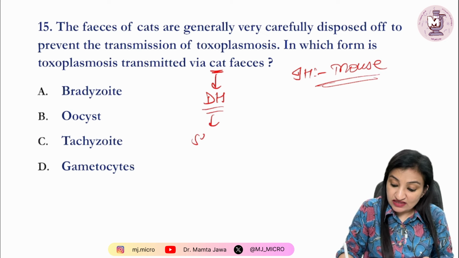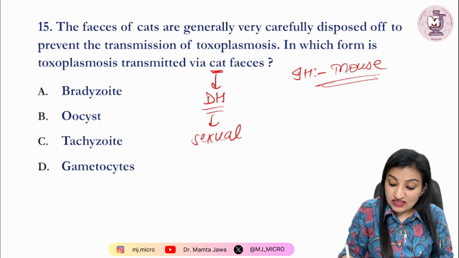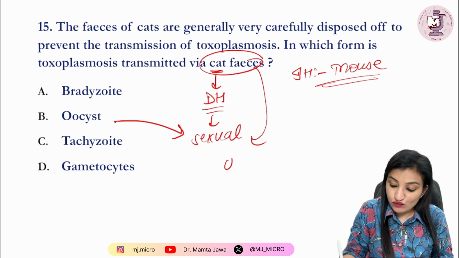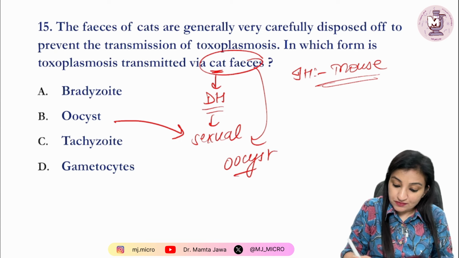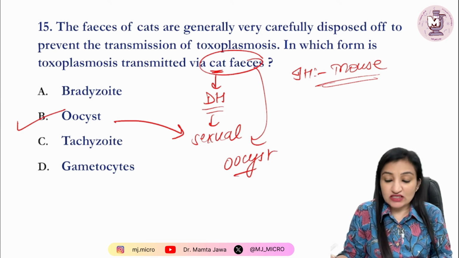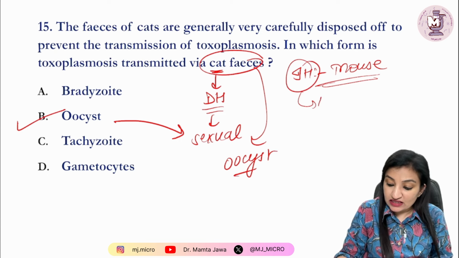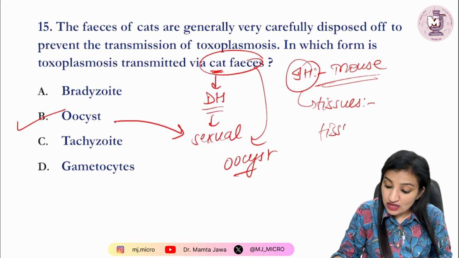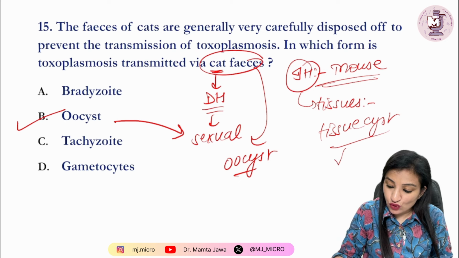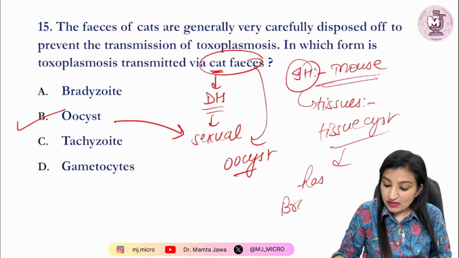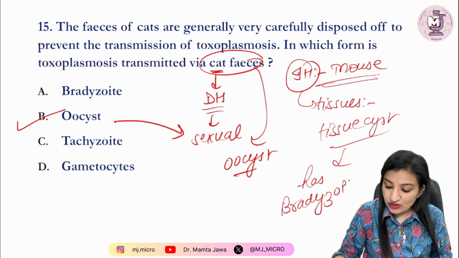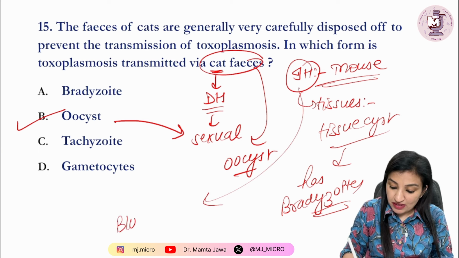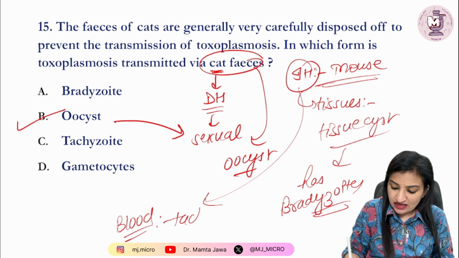In the definitive host, the sexual cycle occurs, and the oocyst is a product of the sexual cycle. So the cat feces are going to have what? The oocyst. Okay? So the answer over here is oocyst. In the intermediate host, in the tissues, what is present? The tissue cyst is present, which has the slowly multiplying forms of the organism known as bradyzoites, right? And in the intermediate host, in the blood, the rapidly multiplying forms called tachyzoites are present.